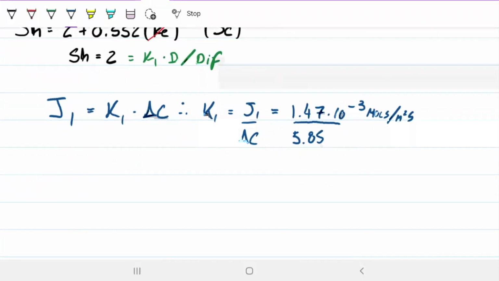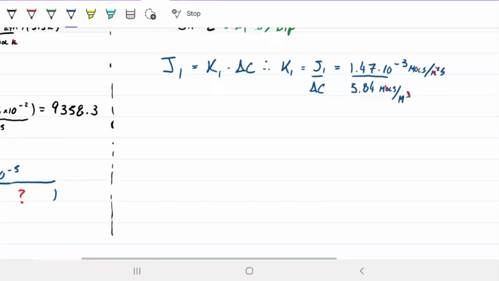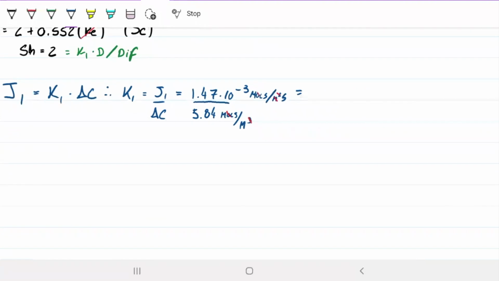5.84, and that is moles per meters cubed. So what happens with our units? We have moles and moles, and then we have meters cubed with meters squared. So we're going to have meters per second, which is exactly the units of K we're needing, right? So this turns out to be, what is our K? 2.517.